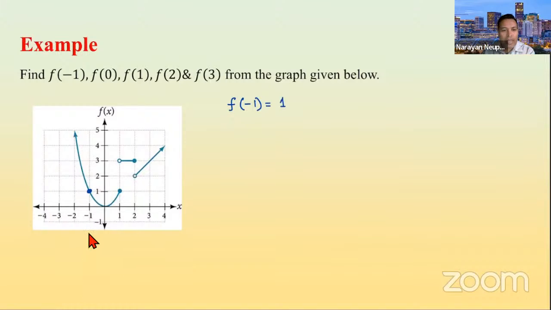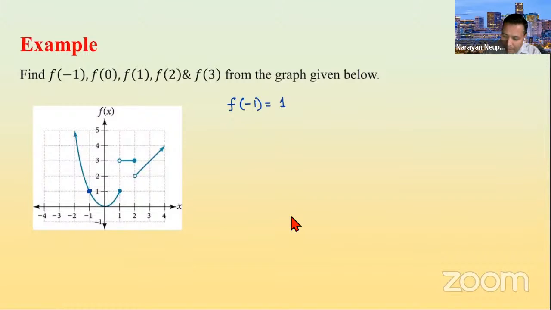So what do we do? At -1, we put a point on the graph, and then we look for the corresponding y value. And that y value is the value of the function at the given x value. Okay, so we got f of -1 equal to 1.